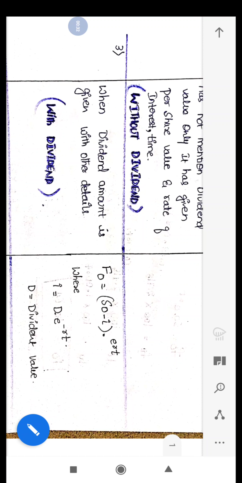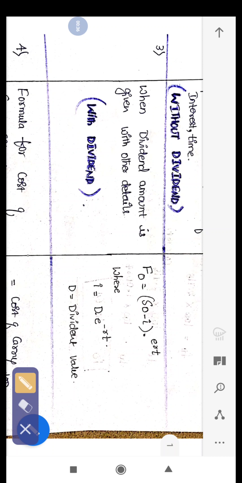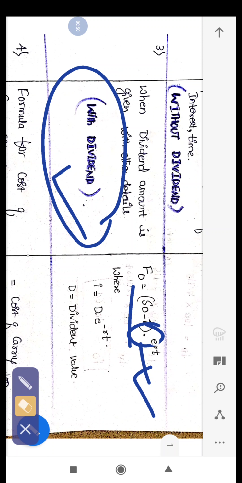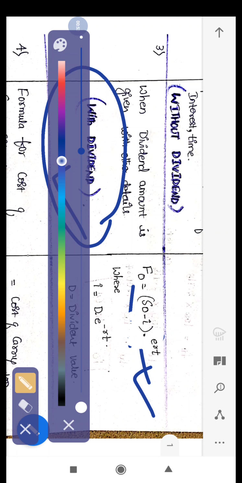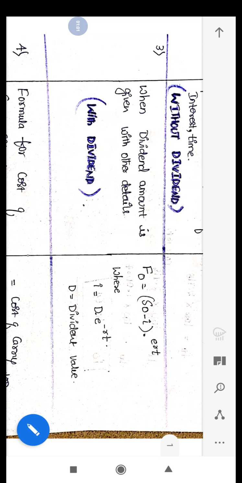Now today we will move to the third situation, that is how to calculate cost of carry when the dividend value is given. In this case we have to use this formula, that is F0 equals S0 minus I, to the power of e^(rT). Where this I is D into e, that is the log number, to the power of minus rT.